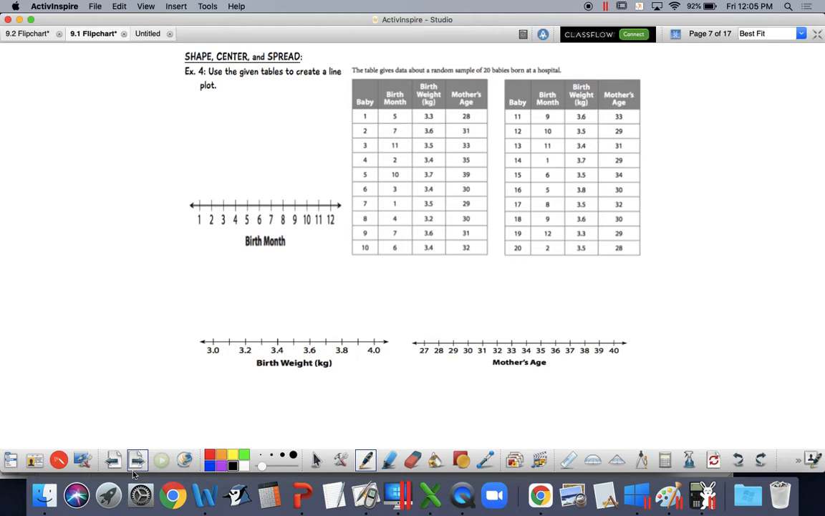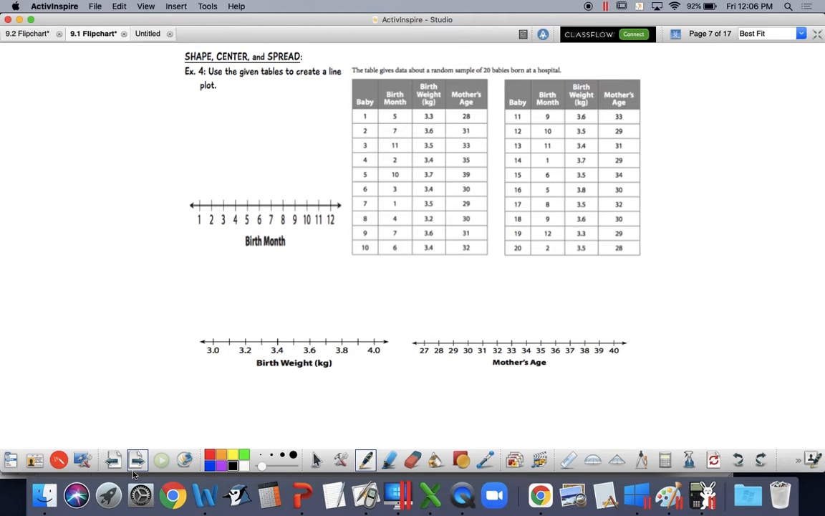Right now, here we have some data that gives a random sample of 20 babies born at a hospital. It gives their birth month, so the month that they were born, their birth weight, and then the mother's age. There's always that fear that as we get older, ladies, if we have babies, sometimes there might be complications with that. Obviously, modern medicine keeps getting better every year, but that is the case.